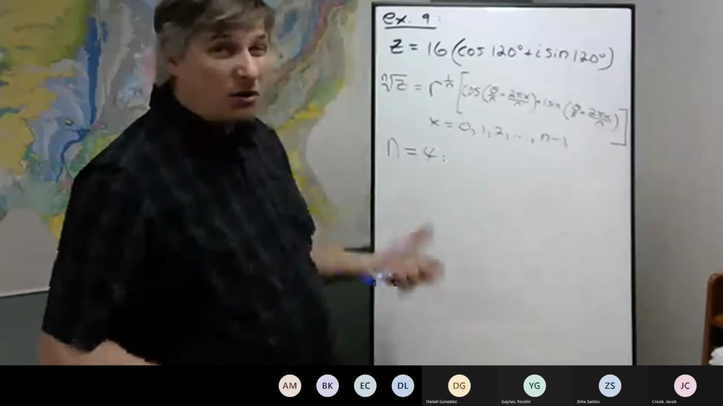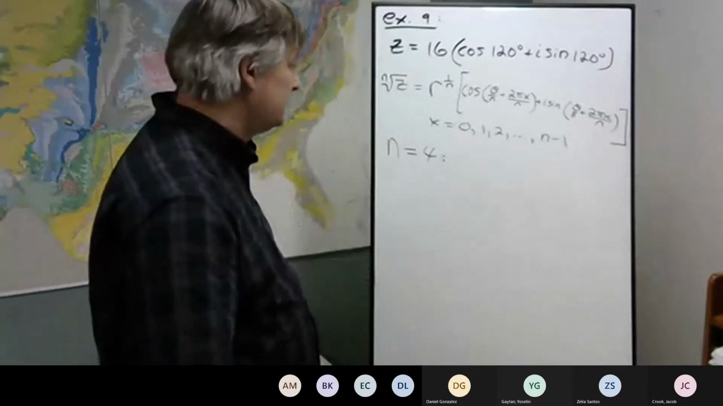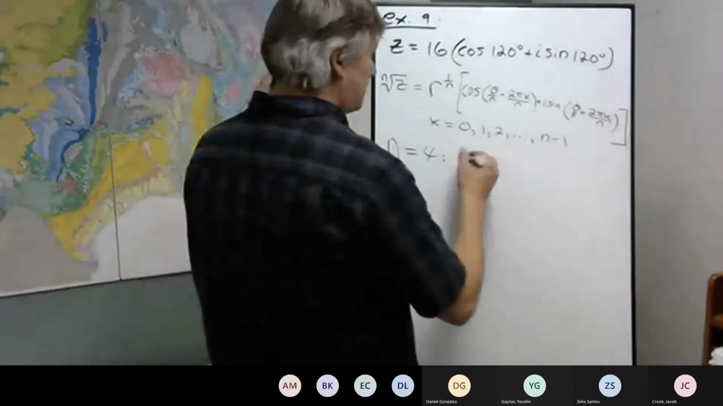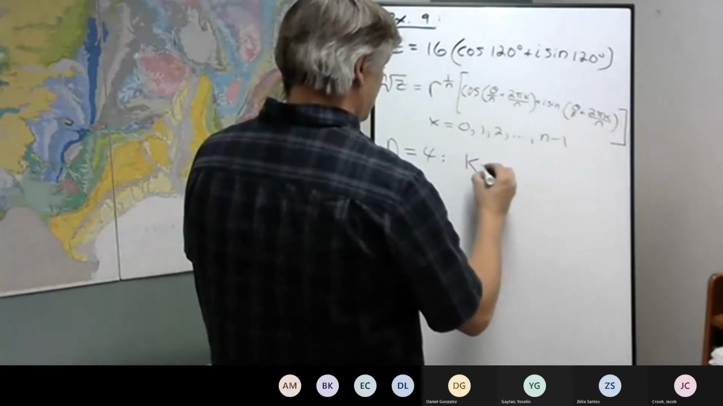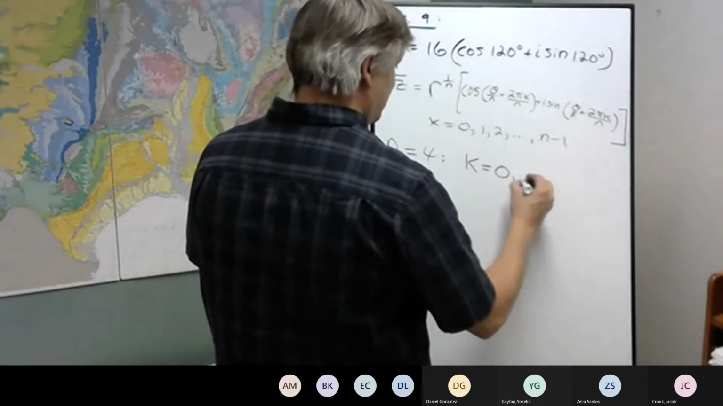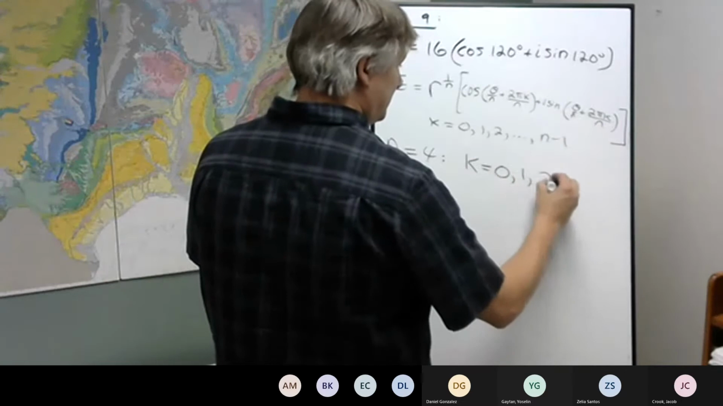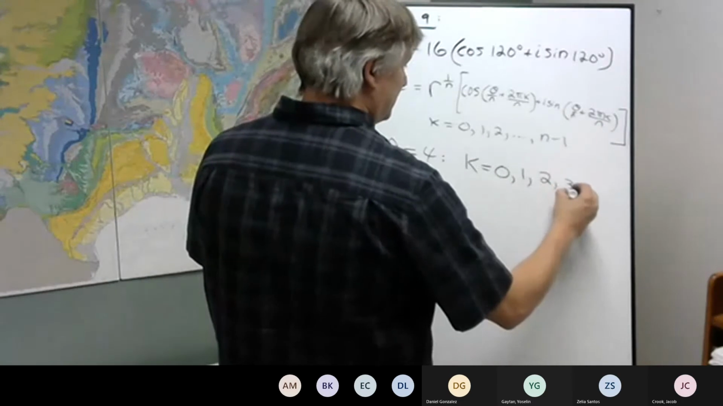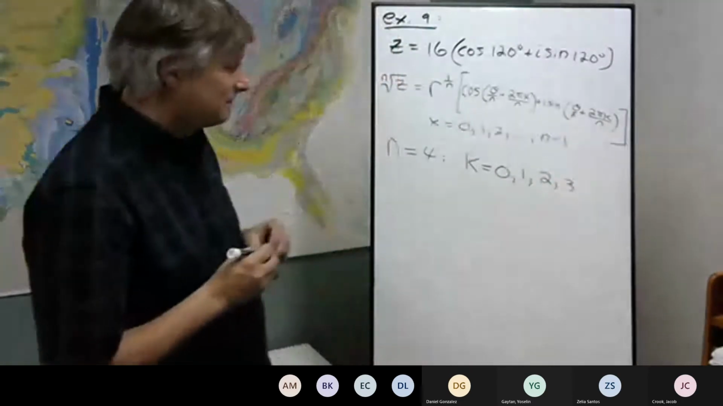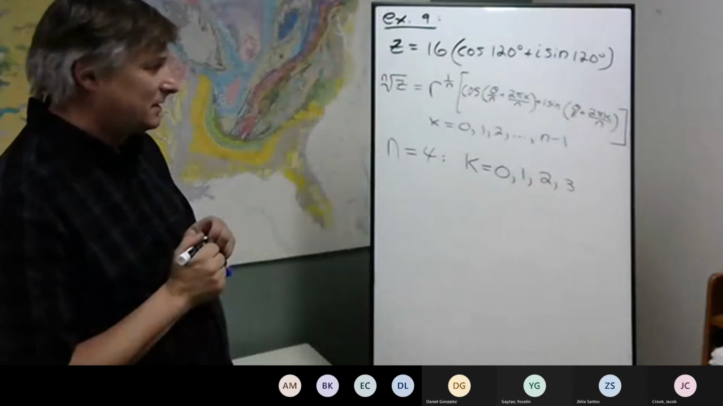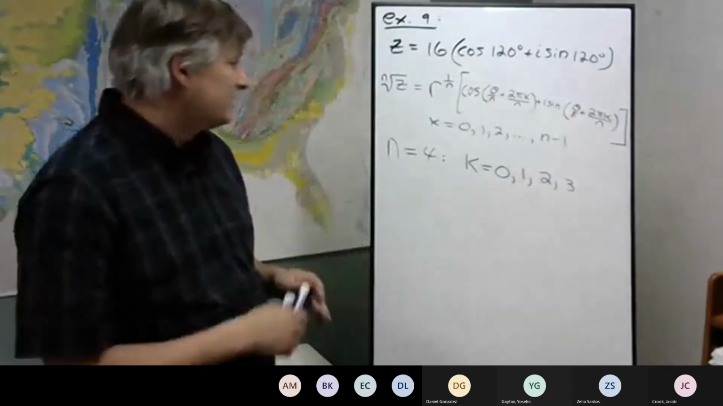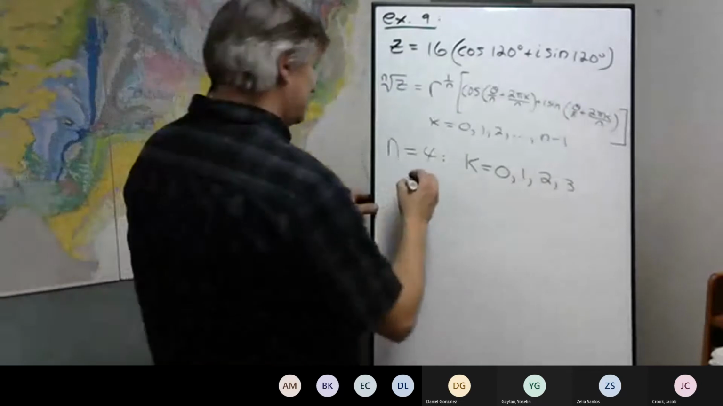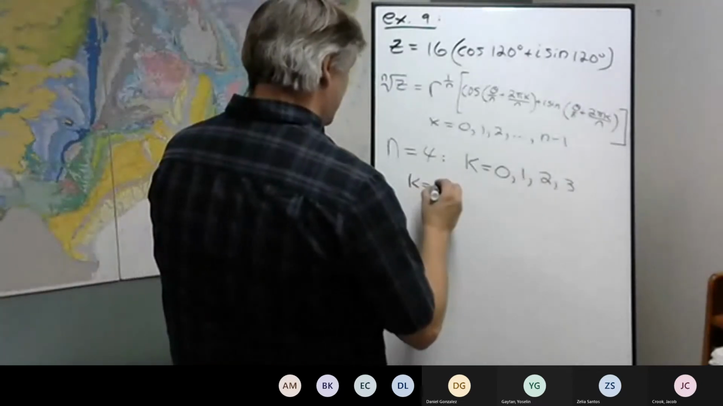So this is where all these roots are going to come from. So since n is 4, we're going to calculate this, but using k is 0, then k is 1, then k is 2, and k is 3. So we're going to get four roots from this thing. So let's start with k equals 0.